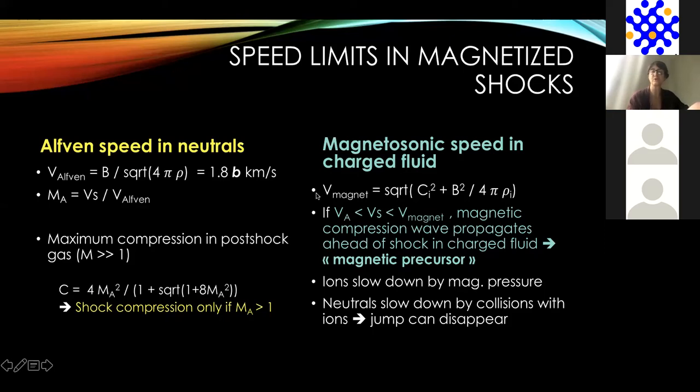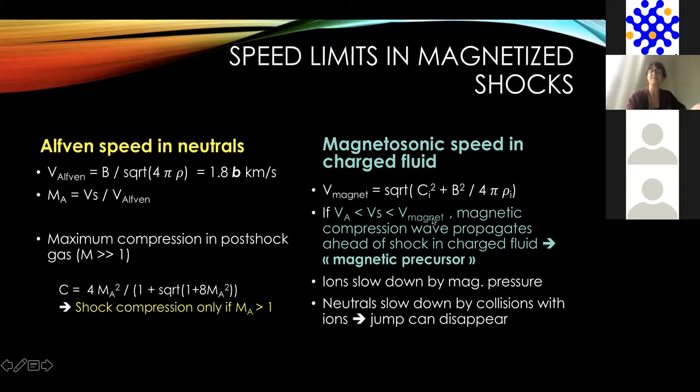The other very important quantity is the magnetosonic speed in the charge fluid. So what is the magnetosonic speed? It's the speed of compressive waves perpendicular to the magnetic field. So it's basically the speed at which, if you take a magnetic spring and you compress it, and then you let it re-expand, at which velocity it's going to re-expand. It depends on the density of the ionic fluid, which is rho I here, the charge fluid. It includes ions and grains, actually.